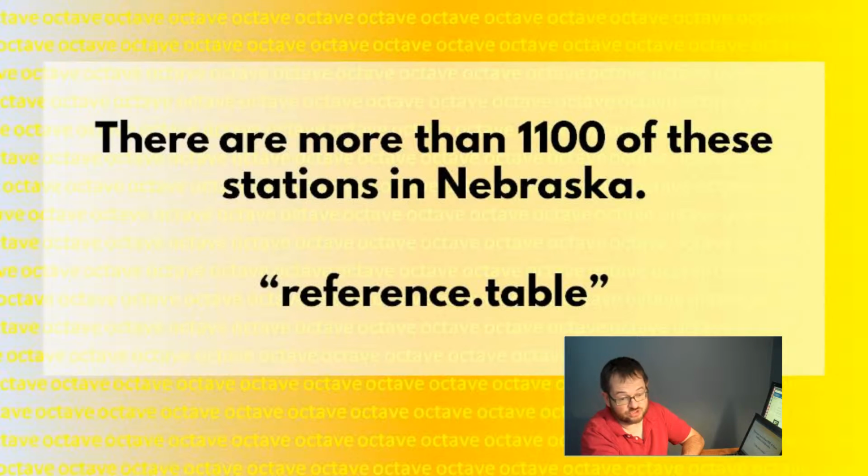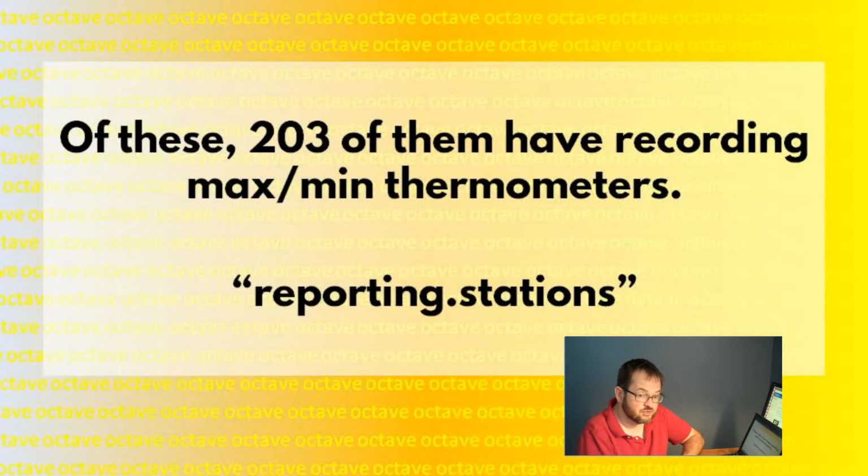For what it's worth, we have all those stations in a file called reference table, as you might recall, but that's not what we need here. It turns out of those 1,100 stations, only 203 have recording maximum thermometers, so that we even have highest and lowest temperature data. Therefore, we only need the ones listed in the file called reporting stations. That file has 203 lines, each one of which is a station identifier that is in the reference table.